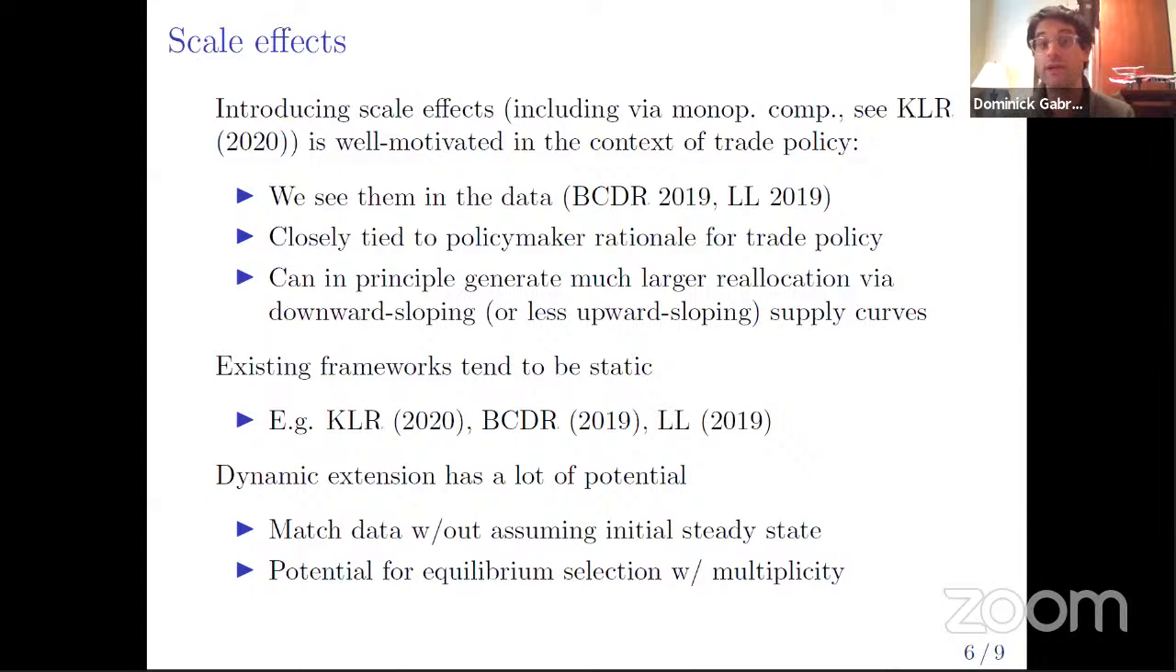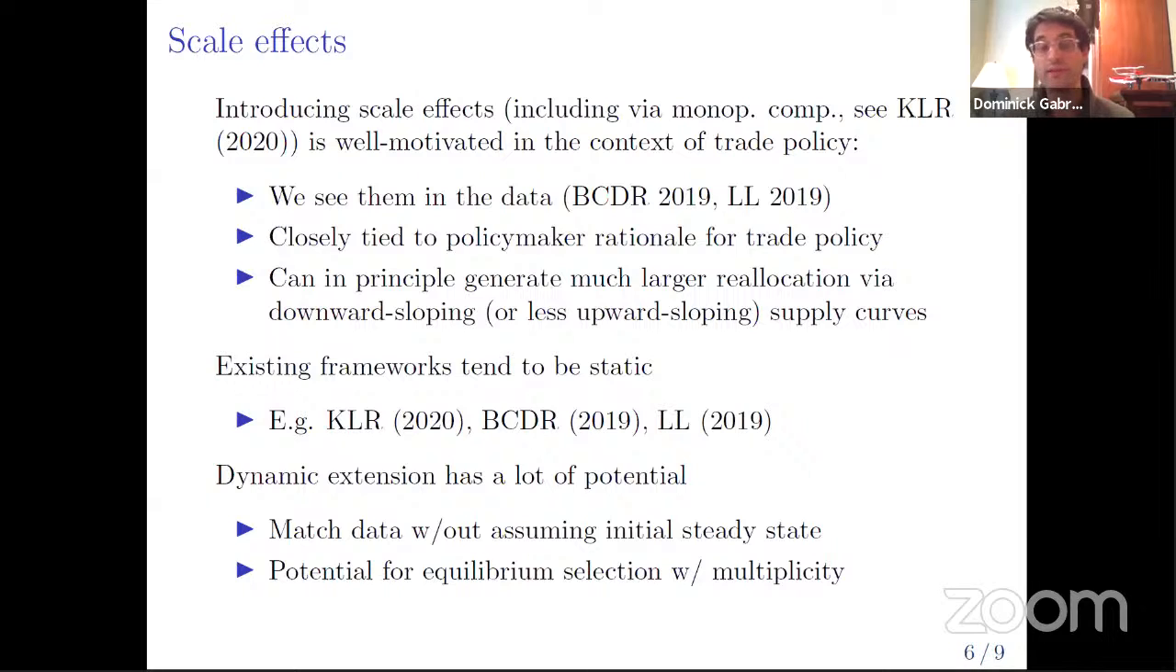And in principle, they can generate much larger reallocation via downward sloping, or maybe less upward sloping than they would be otherwise, industry supply curves. Basically, the price index of the industry is going to decline with the scale of the industry, and that's going to offset some negative terms of trade effects or upward sloping factor supply curves. So the existing frameworks tend to be static, and so I think this dynamic extension has a lot of potential. One really nice thing about that dynamics is that you can match the data without assuming an initial steady state.